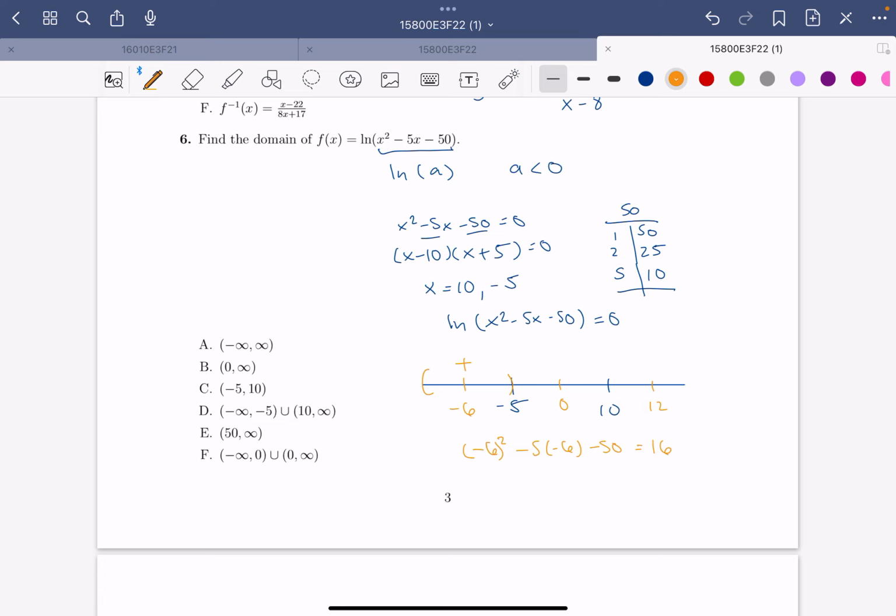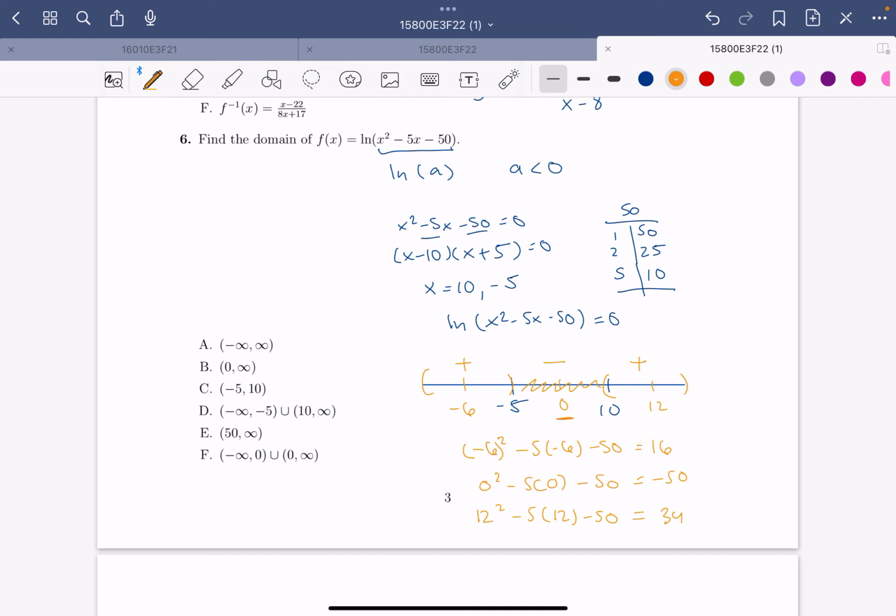And then let's do 0 here. So that would be 0 squared minus 5 times 0 minus 50, which equals negative 50. This is negative, so this part can't be part of the domain. And then let's do our 12. 12 squared minus 5 times 12 minus 50 equals, so that 12 squared is 144 minus 5 times 12 minus 50, which equals 34. So this is positive. So this is included in our domain.